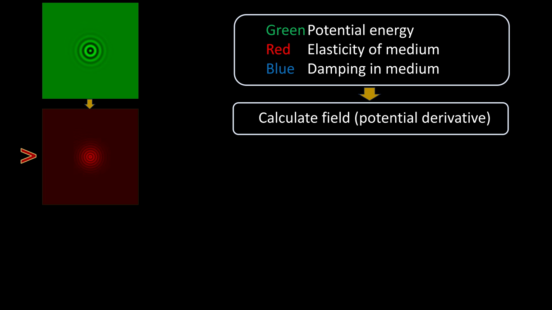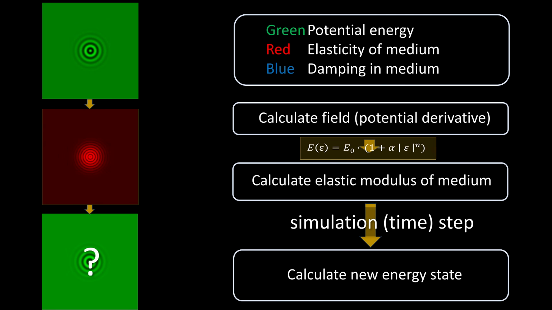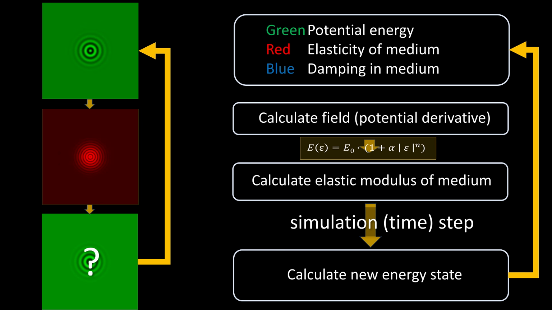And since space should behave non-linearly with respect to the field value, we insert these field values into the non-linearity equation to calculate the elasticity modulus as a function of position. And then we use that distribution for the medium. Next, we let the wave energy propagate 1 time step in this medium, which gives us the new potential and kinetic energy distribution, and we feed these data back into step 1. And then of course we repeat this procedure for a large number of simulation cycles.